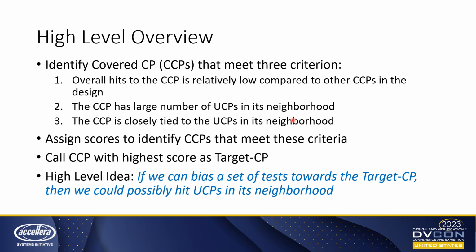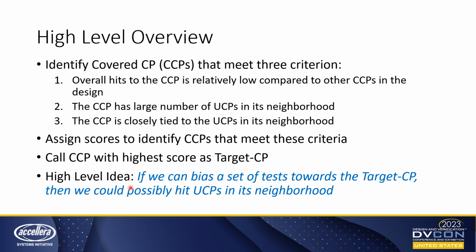Later on, we will explain what we mean by neighborhood and how we quantify how closely tied a CCP is to the other UCPs in its neighborhood. But for now, the high-level idea is that we will assign a score to the covered cover properties to measure how good the cover property is with respect to these criteria. Then we will call the CCP with the highest score the target CP.